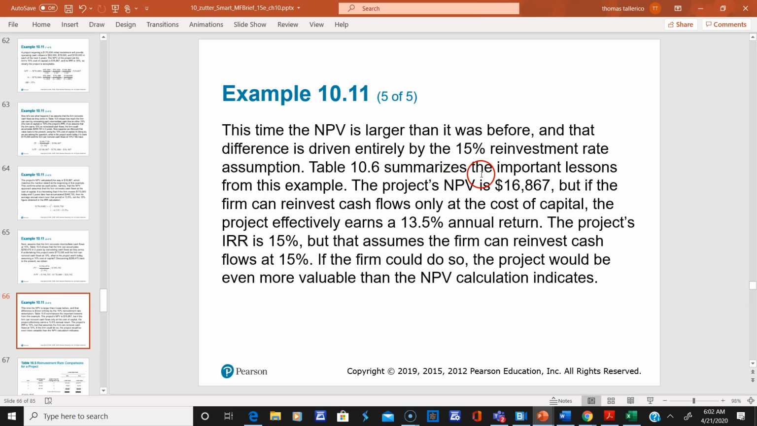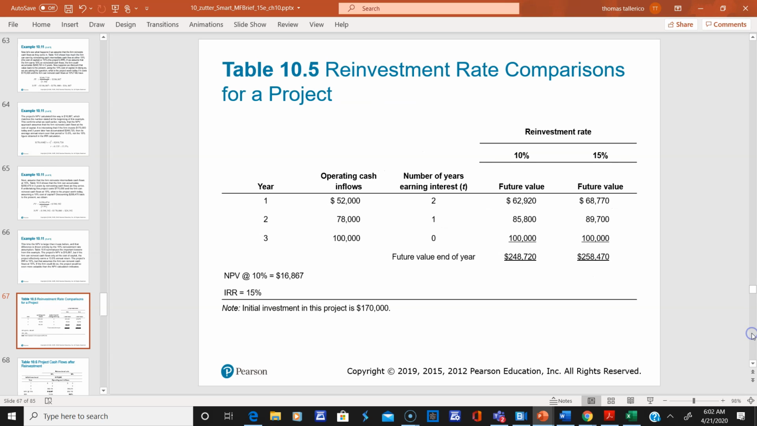Table 10.6 summarizes the important lessons from this example, right? So here's the net present value again. But if the firm can reinvest cash flows only at the annual cost of capital, the project effectively earns 13.5%. The project's internal rate of return is 15%, but that assumes the firm can reinvest cash flows at 15%. If the firm could do so, the project would be even more valuable than the net present value calculation indicates. So here's that table, and it's important to go over this table, okay?